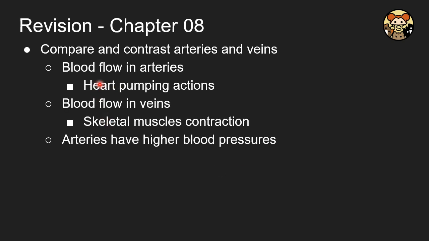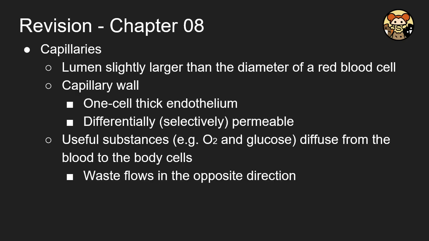And then for the source of the energy for the blood flow in the arteries is by the heart pumping, and for the blood flow in vein, it is by the skeletal muscle contractions. That's why, because of heart pumping, the arteries will usually have a higher blood pressure.